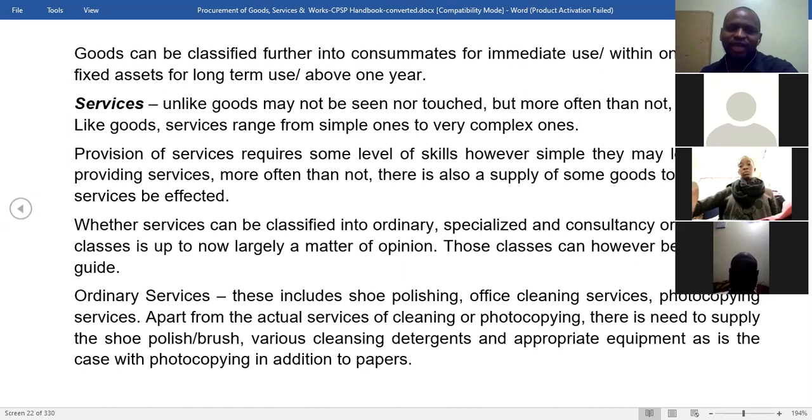The other important thing are the services. Services, unlike goods, may not be seen or touched. For example, when you want to go to a barber shop and shave your hair, that is an example of a service. And a service is intangible. You cannot touch a service, but you can always feel it. You can always feel a service.